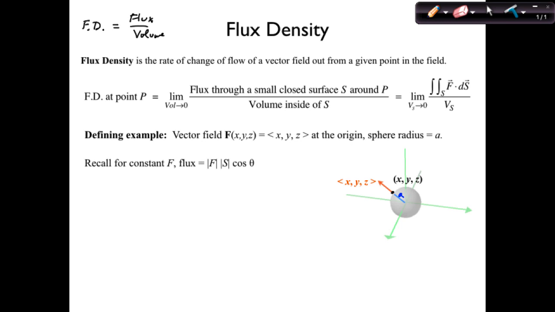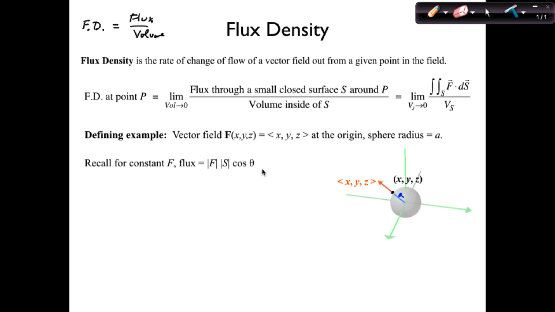So remember, flux was F dot S, and we could use this, F S cosine theta, with F the magnitude of F. What was the magnitude of F? What's the magnitude of our orange vector? A, right? A, the radius of the sphere that it's sitting on. What's the magnitude of S? Magnitude of S would be the area, so it'd be the surface area of the sphere.